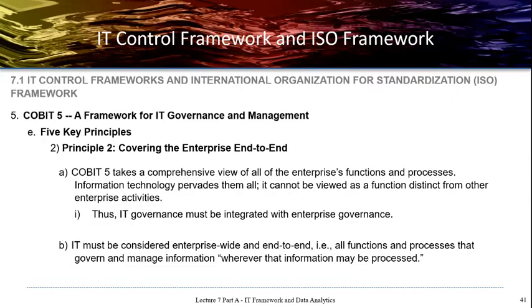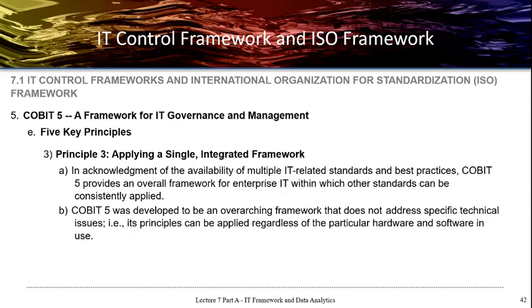So we discussed this also in detail, covering the enterprise end-to-end, principle 2. COBIT 5 takes the comprehensive view of all the enterprise functions and processes. Information technology pervades them all. It cannot be viewed as a function distinct from other enterprise functions. IT governance must be integrated with enterprise governance. IT must be considered enterprise-wide, end-to-end functions and processes that govern and manage information, wherever that information may be processed.